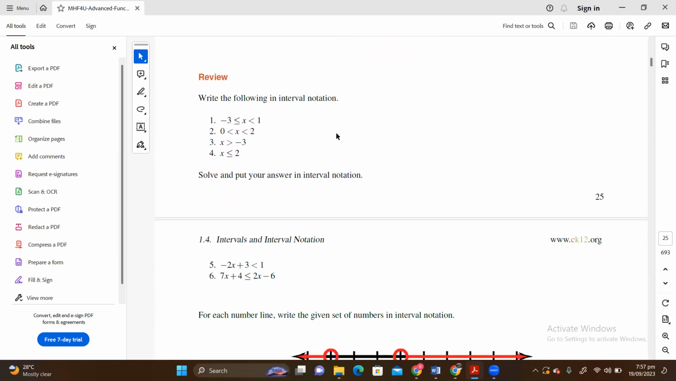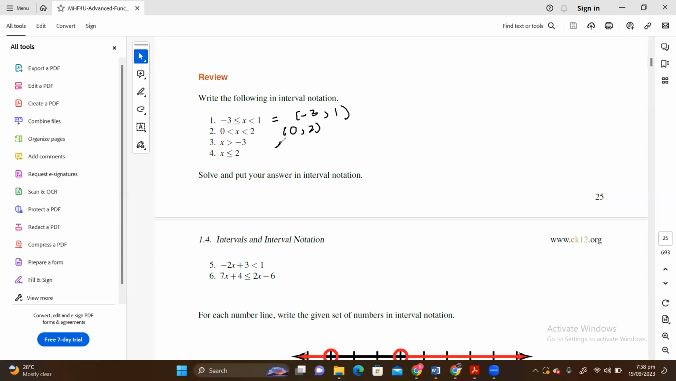Write the following in interval notation. Square bracket -3 and then 1 not included, and then 0 till 2 not included.